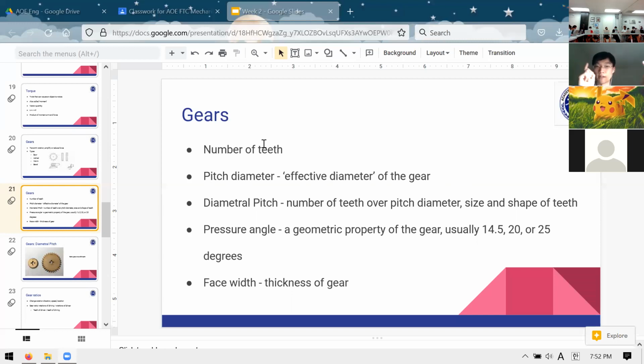The next one is something called diametral pitch, and the next one is pressure angle. And these two refer to some geometric property of the teeth. The exact details of how these are calculated, you probably don't need to know. But in order for gears to mesh properly, if you're buying gears or printing gears, you need to make sure that they have the same diametral pitch and the same pressure angle.